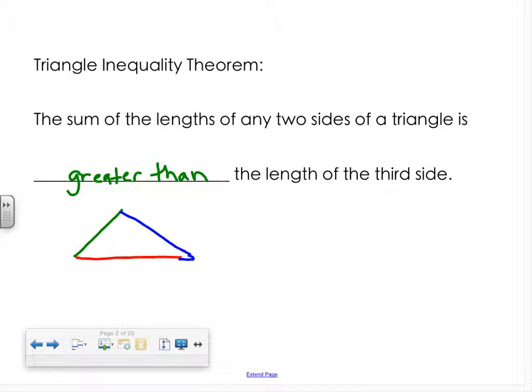So if I took the red side, that green plus the blue needs to be bigger than that third side in order for that to be able to make a triangle. Like in the last example with the 10 and the 4 and the 5, it's just not enough. Then you can't meet the two endpoints. You can't form a triangle. So that's your triangle inequality theorem.